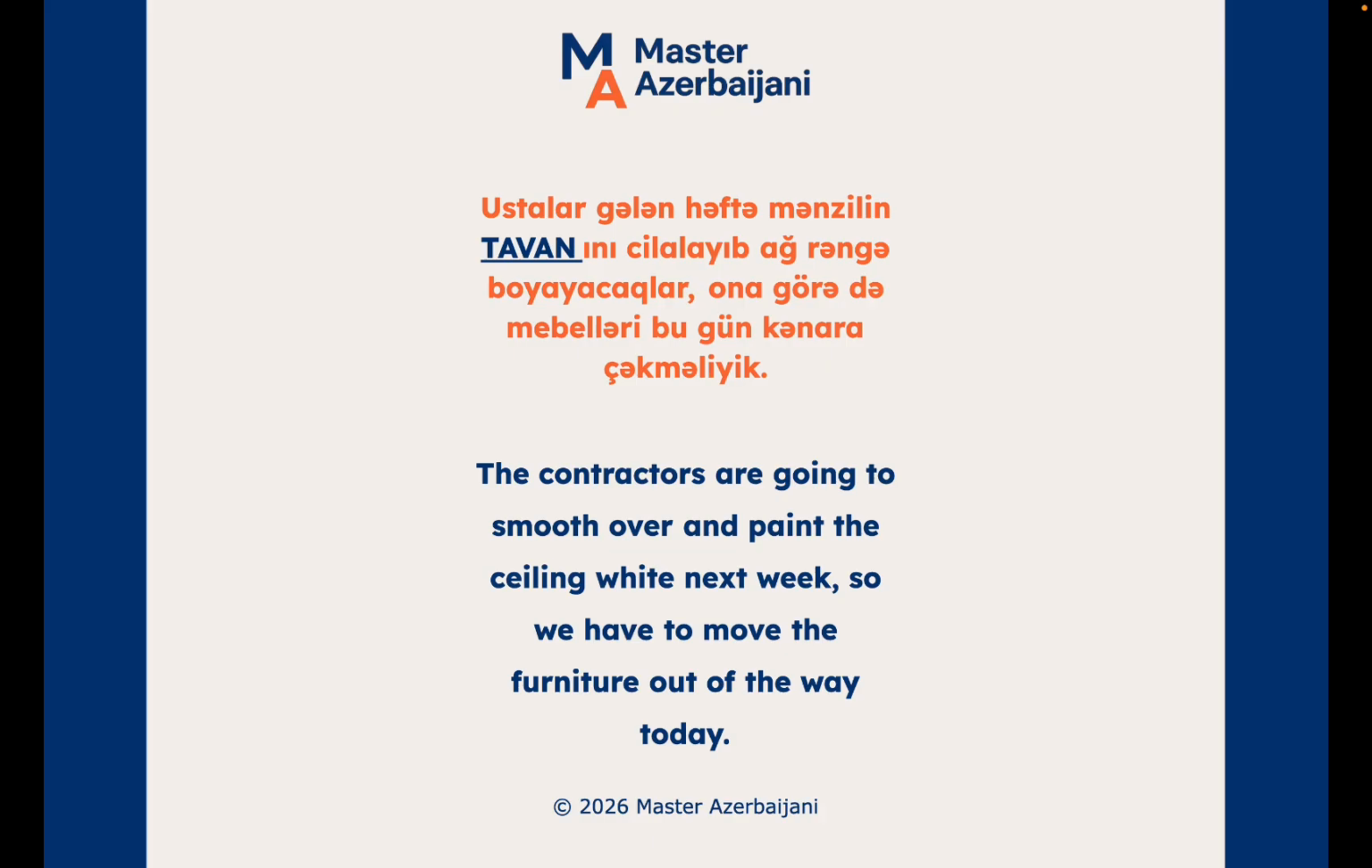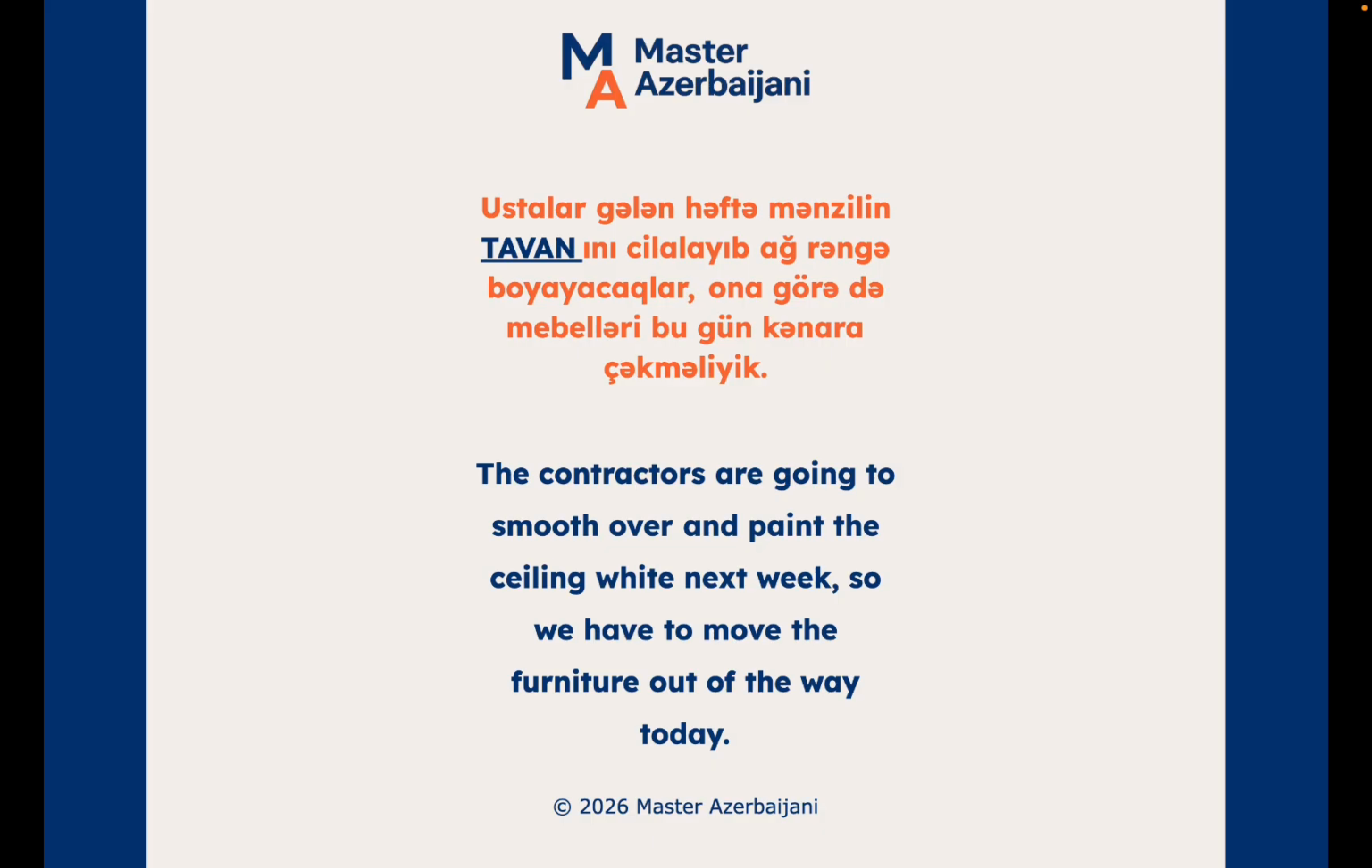Let's see. Ustalar, the contractors. You see how I write ustalar? I say ustalar. Usta can also be used for master, but in this case, we're talking about construction. In this case, it's contractors. Gələn həftə, next week, mənzilin tavanını cilalayıb. It's basically they are gonna smooth over the ceiling. Ağ rəngə boyayacaqlar. Boyayacaqlar. Boyamak, to paint. Boyayacaq, will paint. Boyayacaqlar, they will paint. Ağ rəng, ağ, white, rəng, color.